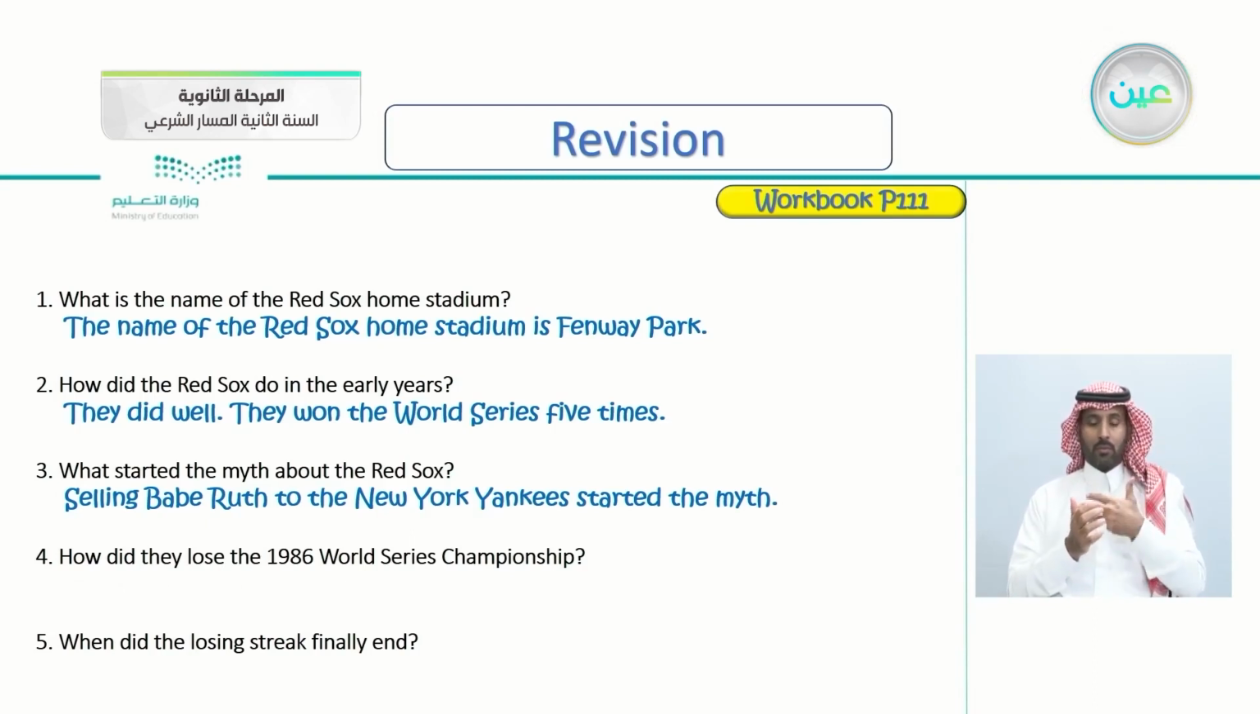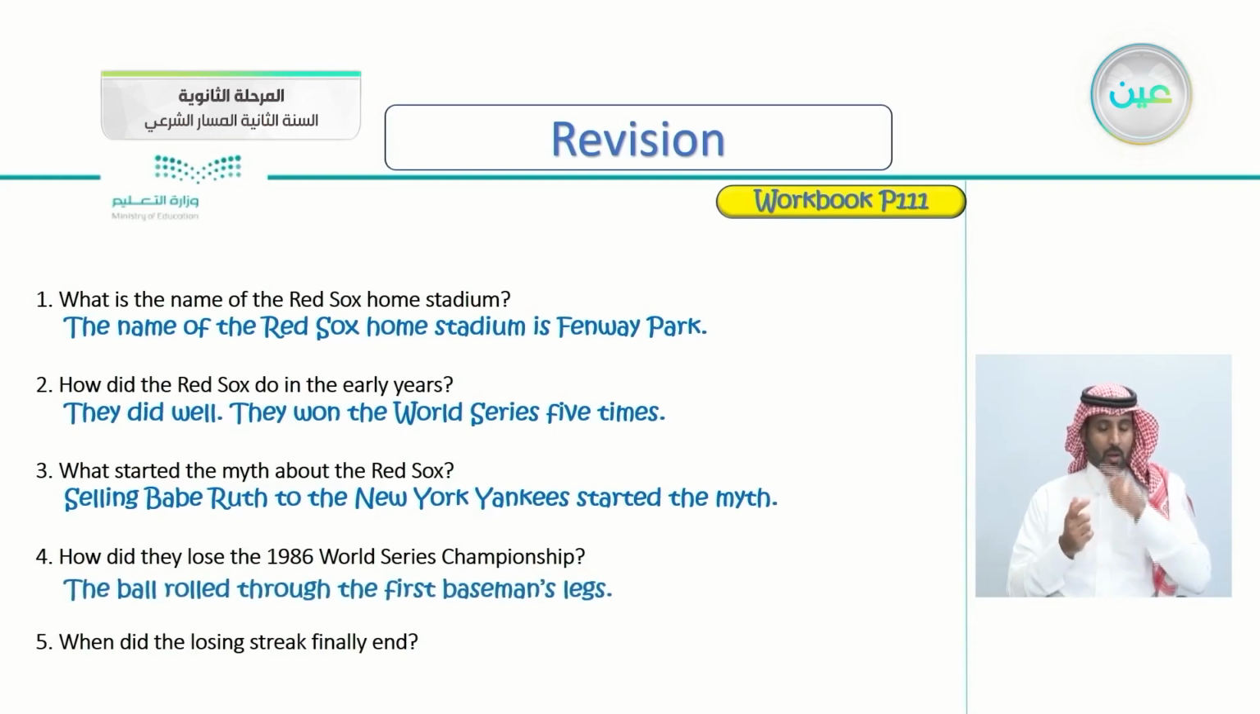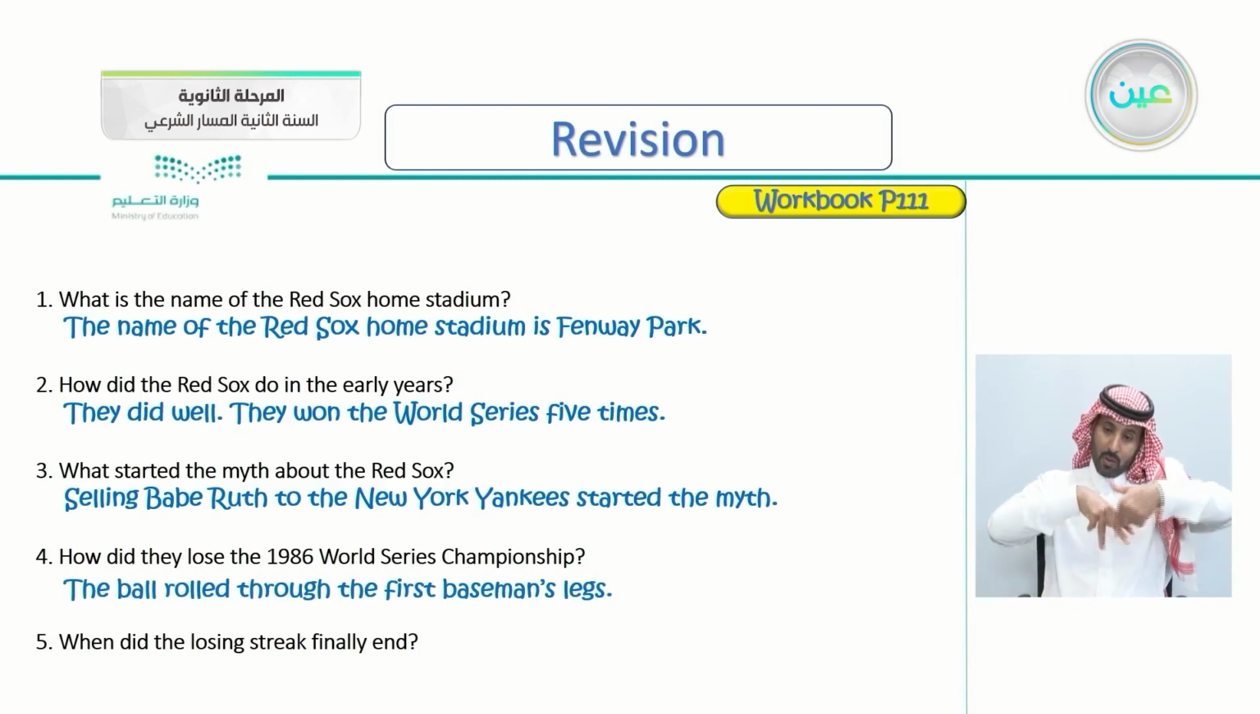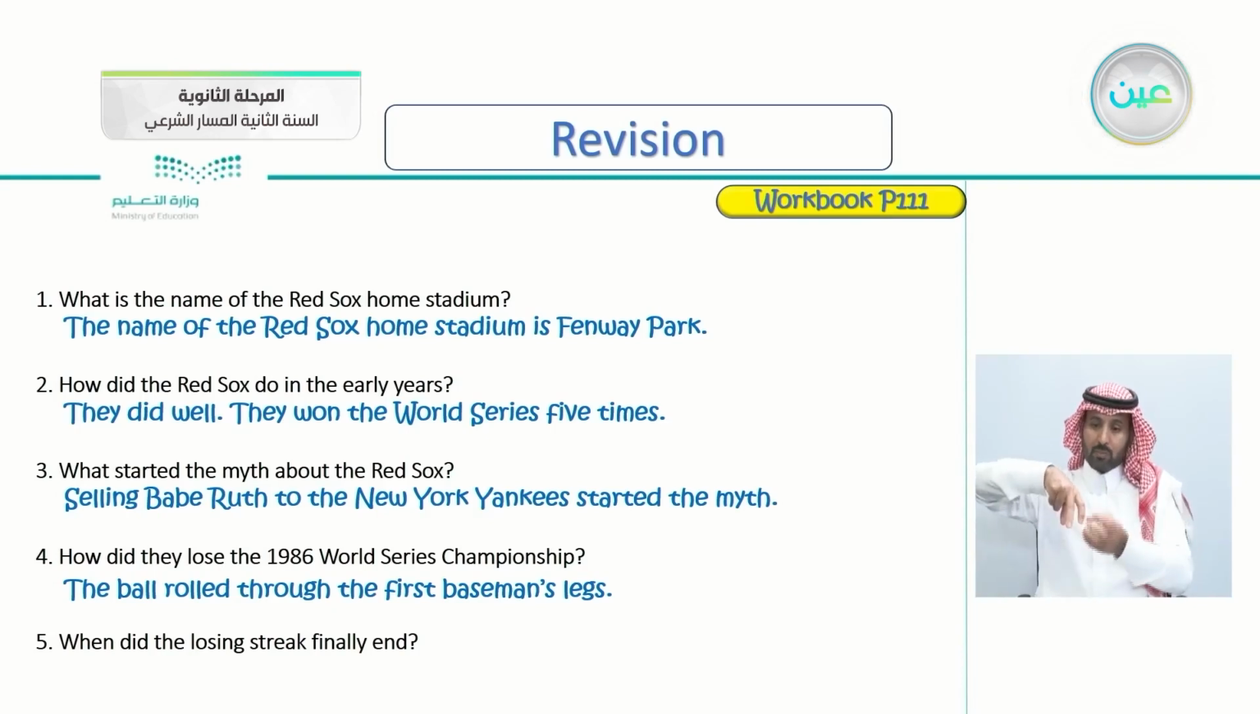So let's see the correct answer here. The ball rolled through the first baseman's legs. So the ball rolled slowly through the baseman's legs, which reinforced this myth that they will never win. But of course, they eventually won.